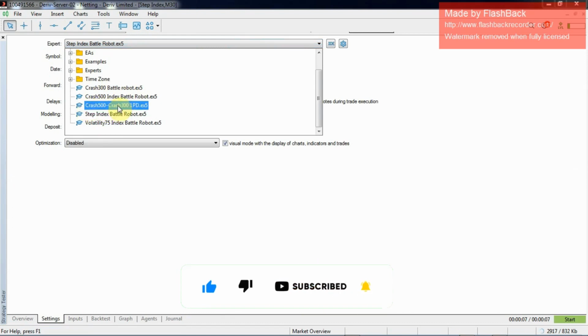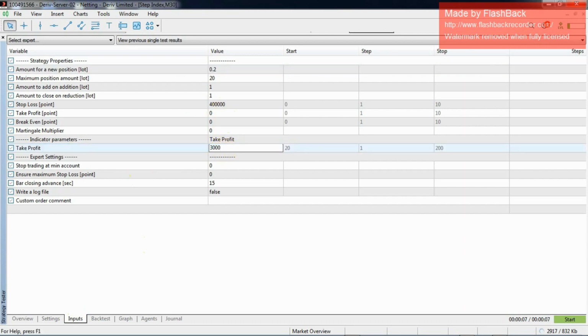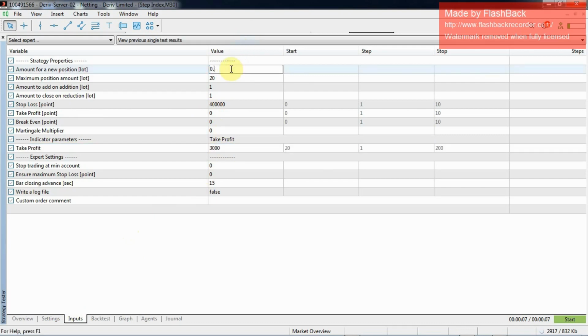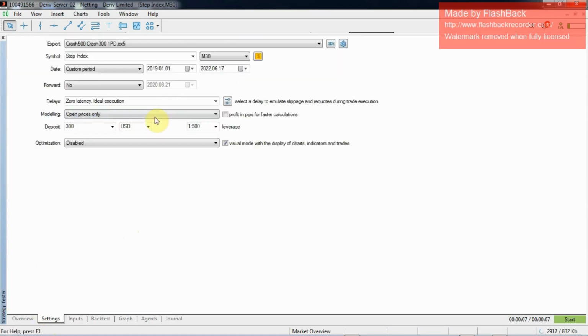So let's go to the next one. Crash500, Crash300 1PD. This robot trades the Crash500 and the Crash300. 1PD simply means one trade per day. Remember that Crash500 robot which gives a lot of trades in a day. This is a version now which gives one trade per day. It's the same robot, but I've just coded it to give us the first and best trade of the day. The first trade of the day is the best. So this robot gives us just that.